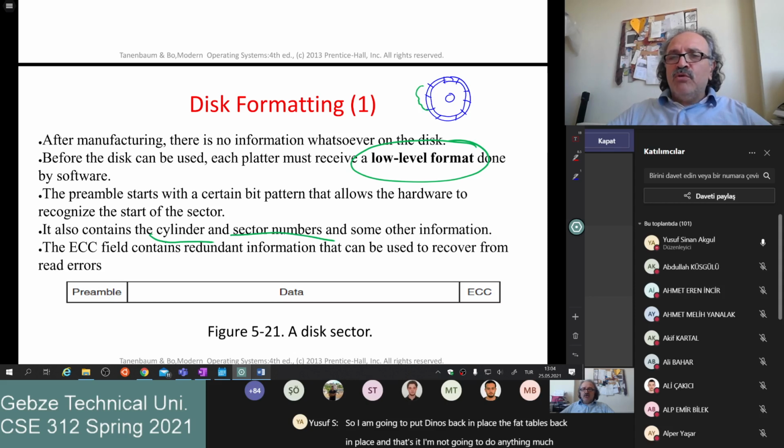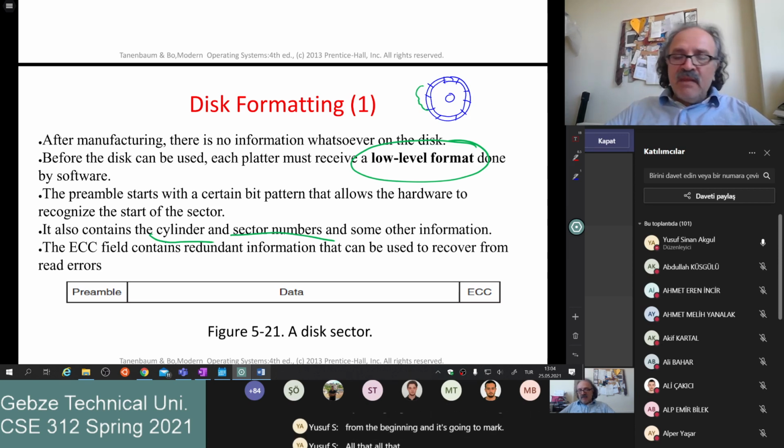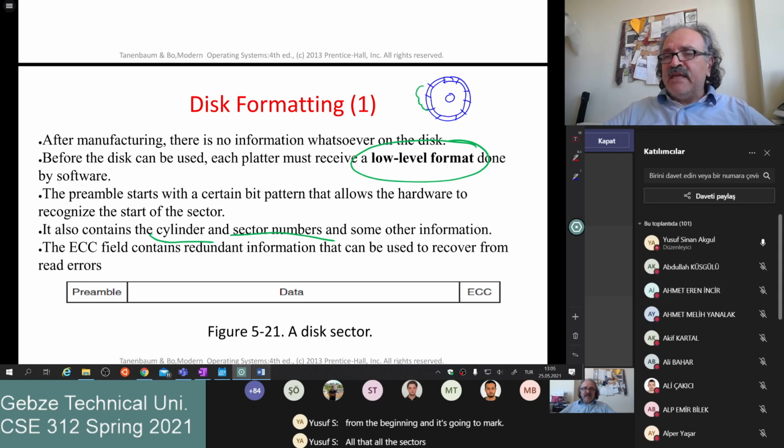But if you are going to do low-level formatting, then it will start from the beginning and mark all the sectors one by one. It's going to test their health. That's why it's going to take a lot of time. So the quick formatting means that you are putting only file system related information on your disk. Okay, good. Any questions about disk formatting?